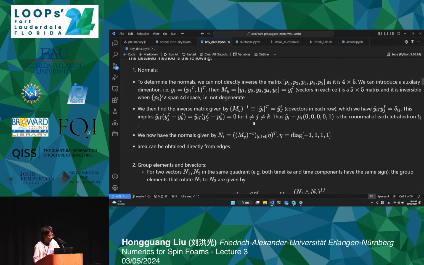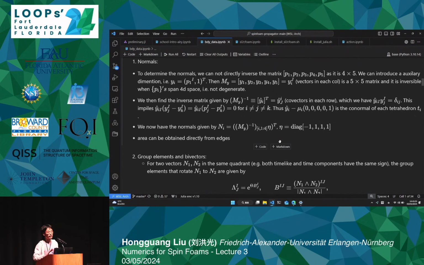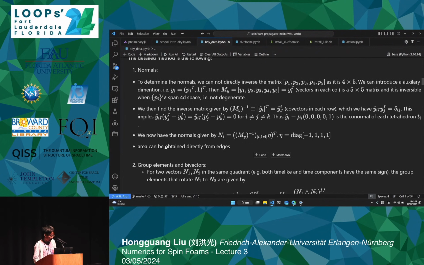So we write the inverse matrix of this 5 cross 5 matrix, and then we just take its 1 to 4 columns. We obtain again the covector as a 5 cross 4 matrix. Of course, it's a covector, so to bring it to a vector, we just multiply by the matrix we have. In this way, we obtain the normal vector, and these are only elementary operations. We don't use any solve or algebraic equations. The area is trivial. I don't want to talk about it. Because we have the edge vectors, you can obtain the area directly using the standard formula for the area of a triangle with edge vectors.